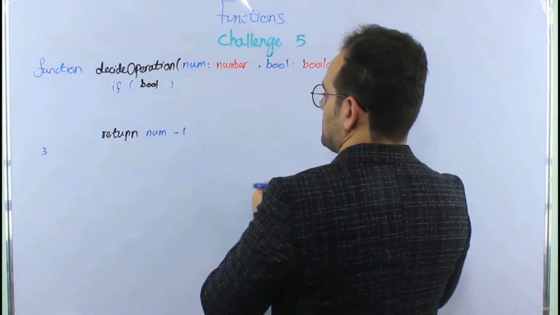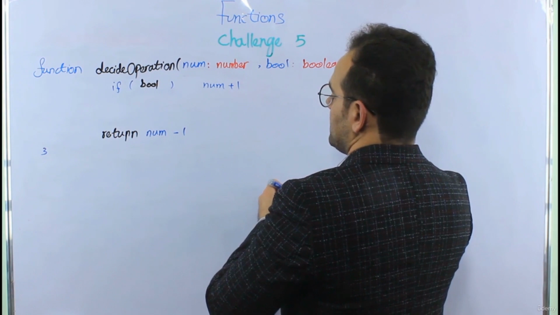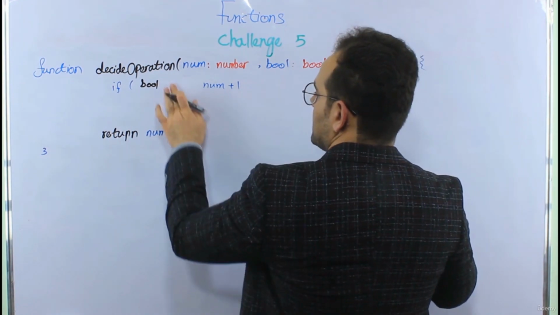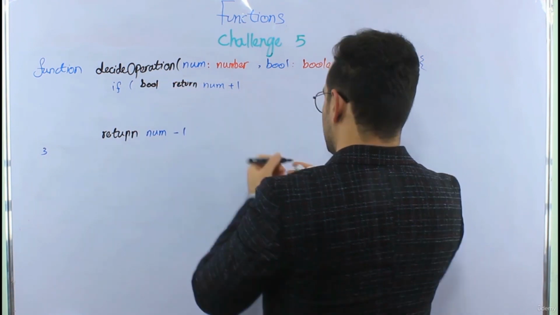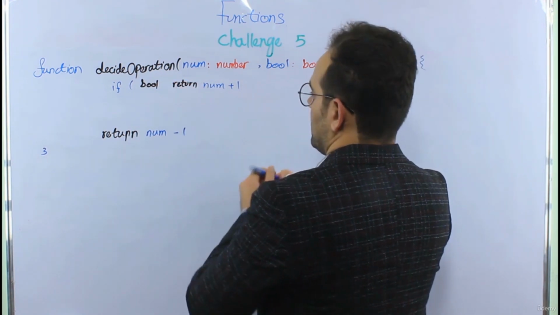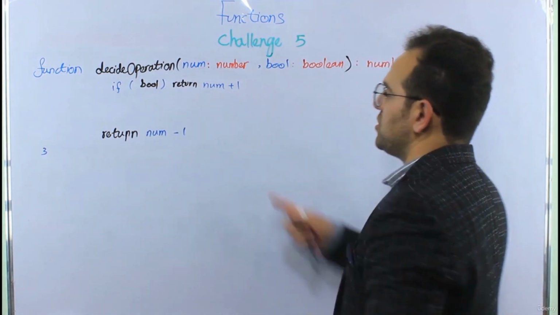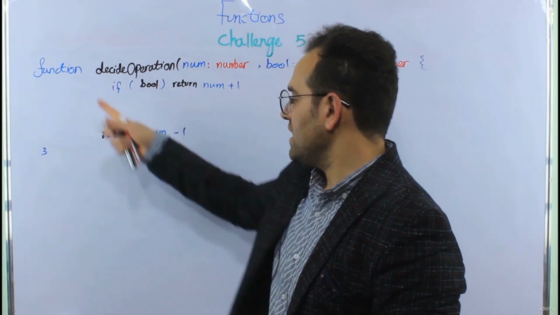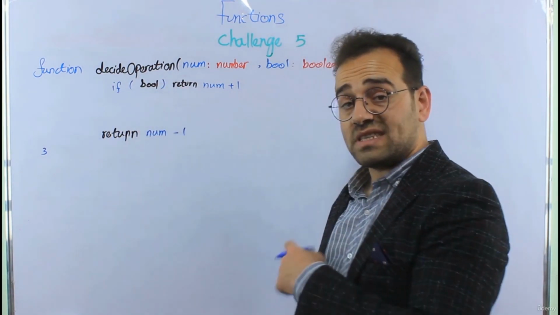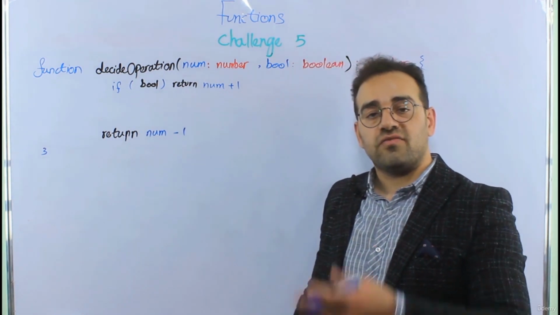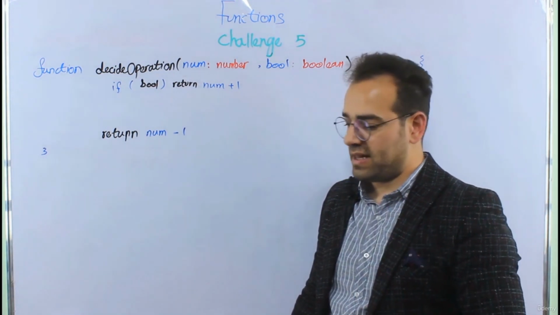So I'm going to say this is num plus 1, and let's add in the return key. There is not a lot of space, so I'm going to write it here, return, and then let me close off the parenthesis right here. So if Boolean is true, we return num plus 1 from the function. If Boolean is false, this is not going to run, and then this is going to run. So this is the longer version of the function. We could just shorten this in one go as well.